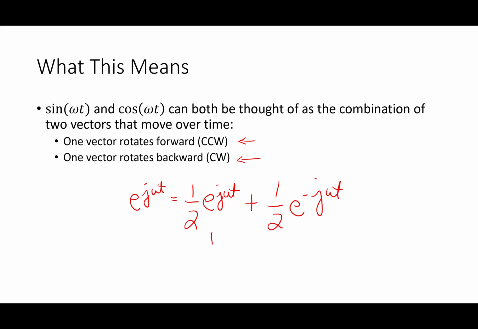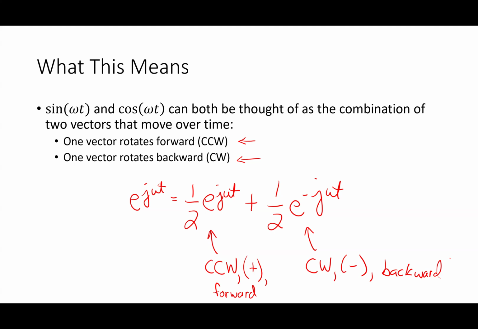Yep, this guy here is clockwise. Sorry, this is counterclockwise, right? This is positive. This is the clockwise, or negative, or backwards, all right? So this is counterclockwise, positive, or forward. This is clockwise, negative, or backward, whichever way you want to refer to it, okay?